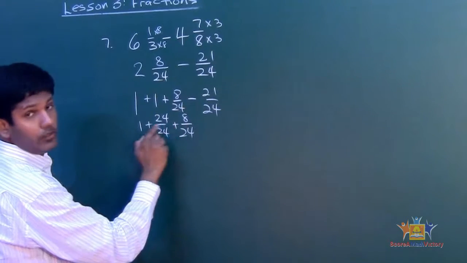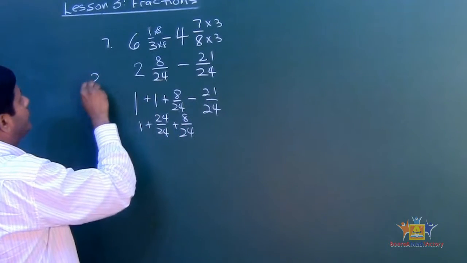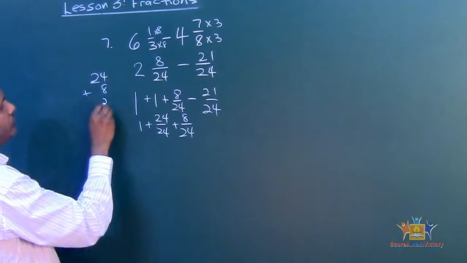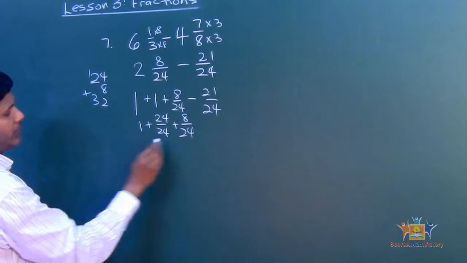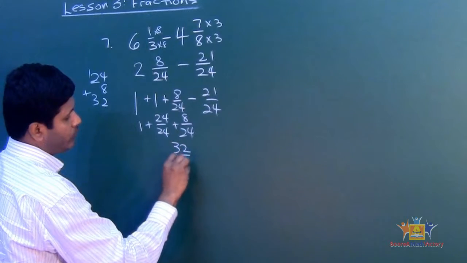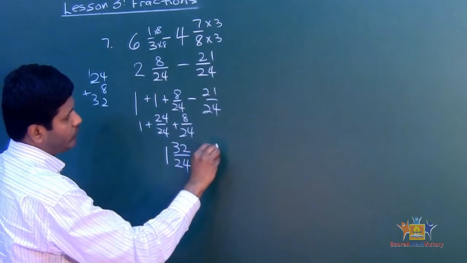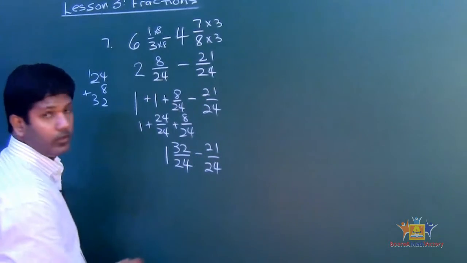So that makes it 24 plus 8. 4 plus 8 is 12, 2 carry 1, 32. Okay? So that makes it 32 over 24. And then bring the 1 next to it, minus 21 over 24. Alright?